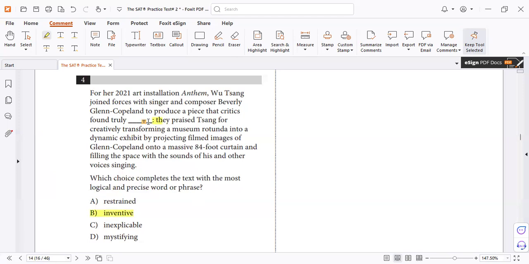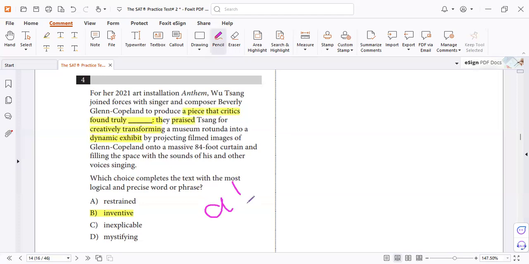Now look here, he said that joined forces with singer and composer Beverly to produce a piece that critics, how did the critics describe the piece? He said they praised it, something good, for creatively transforming. This means inventive. They love it. He said praised already. How to say restrained, how to say inexplicable? All of them are opposite.